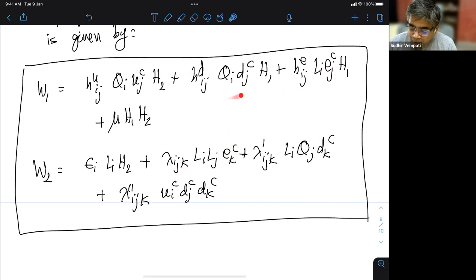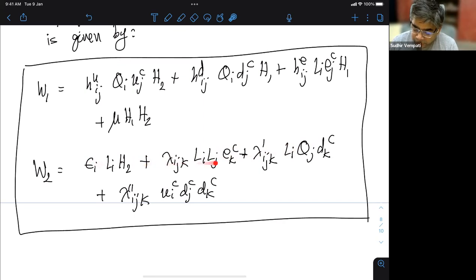The down type quark Yukawa coupling becomes another lepton number violating coupling. So these three become some of the most problematic lepton number violating couplings essentially. These are called lepton number violating couplings, and also R parity violating couplings. We'll come to that in a second.